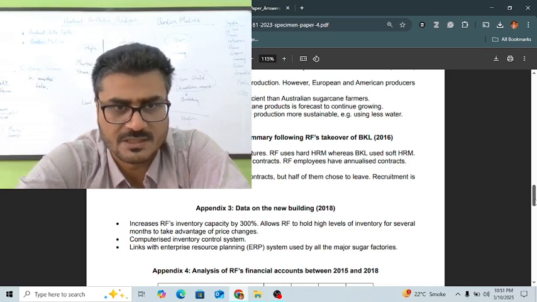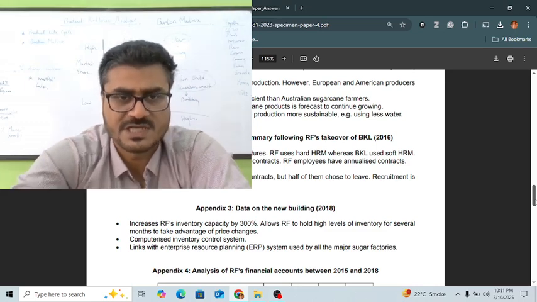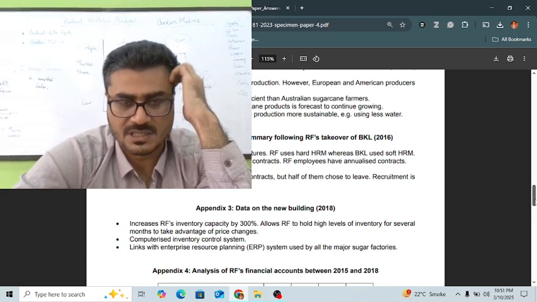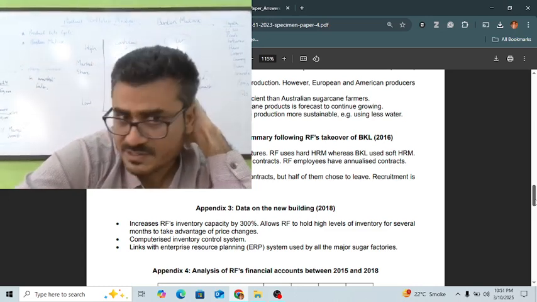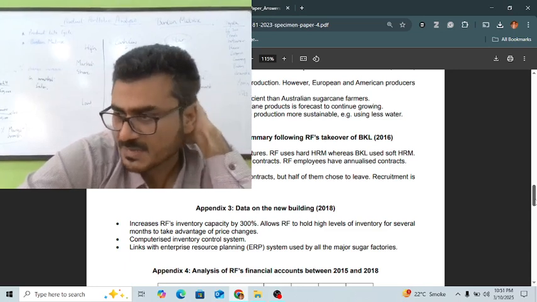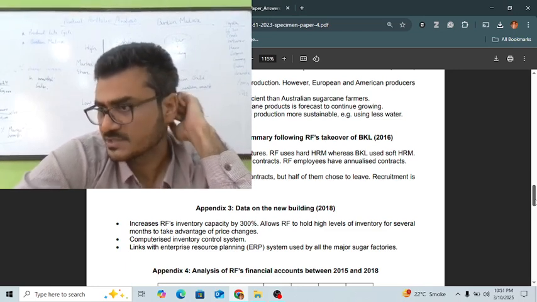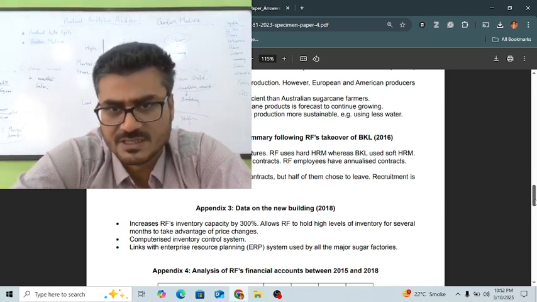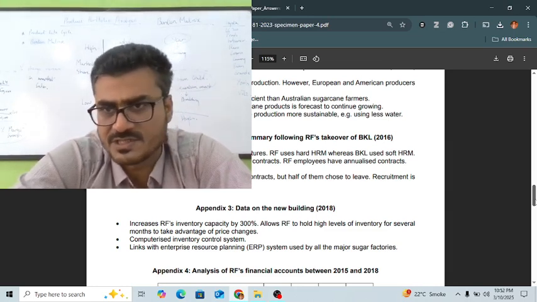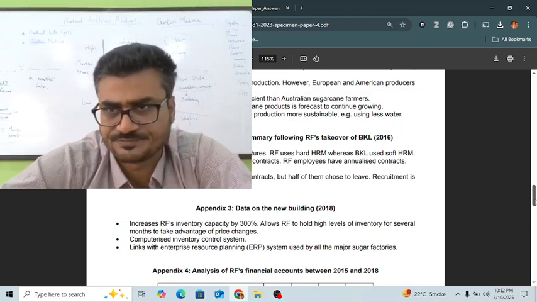arguments. And there is also a computerized inventory control system. Obviously, inventory management would be good by using a computerized system. An ERP system would help them secure materials and other supplies in time and efficiently. So you can use these points in your analysis and evaluation as well.